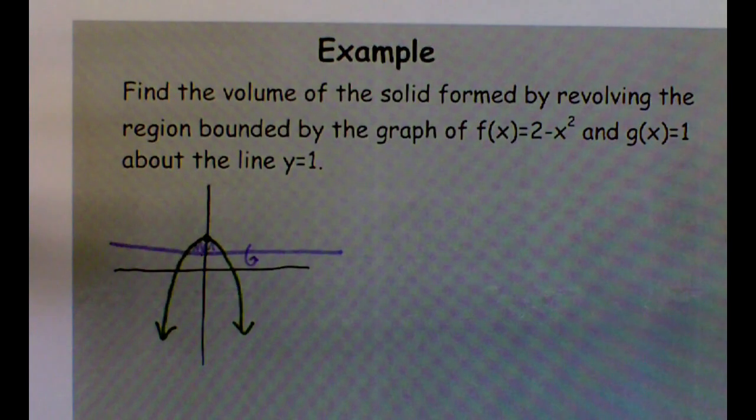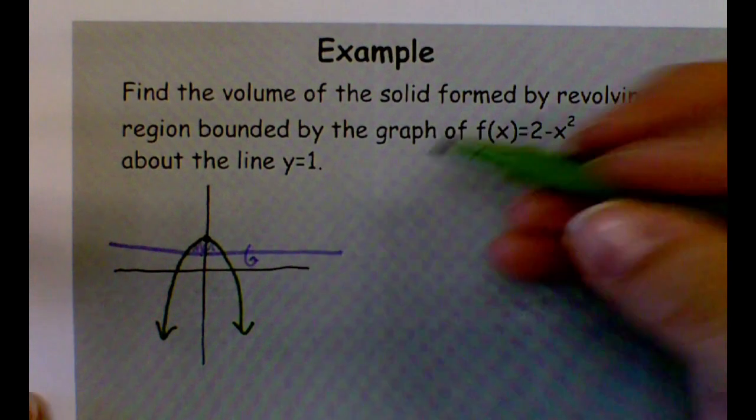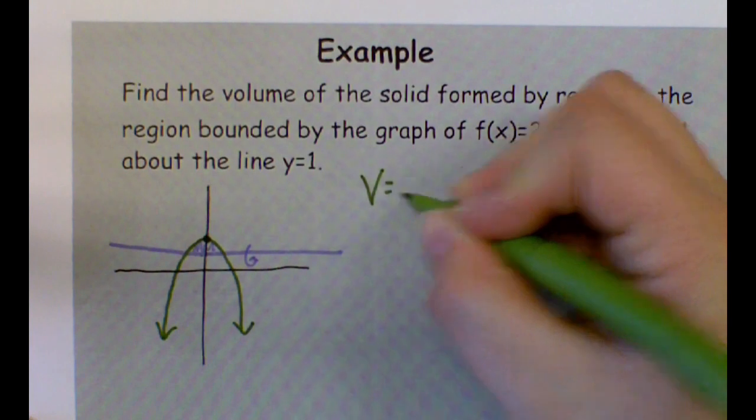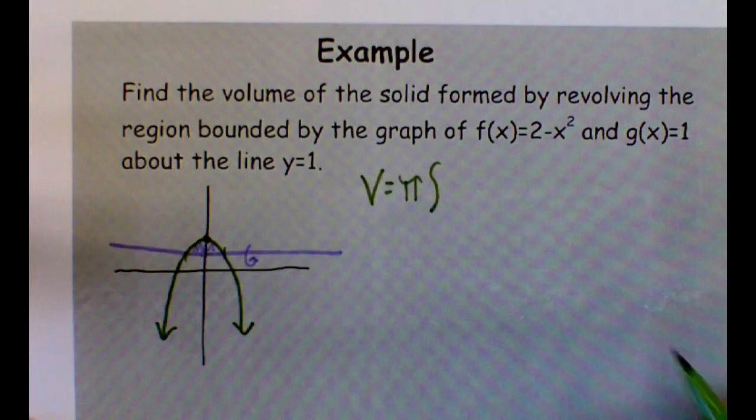All right, these little swirls are there to help me remember which way I'm rotating. So I'm rotating about a horizontal line. That's going to use a dx. My volume will be pi times the integral from left to right.